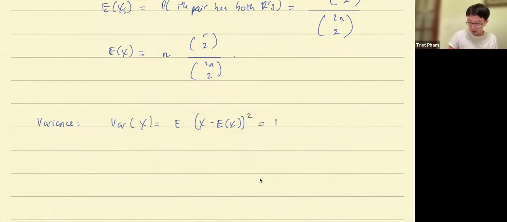But as far as computation is concerned, it's the second moment minus the square of the first moment. But for this reason, exactly for this reason, variance is not linear in general.